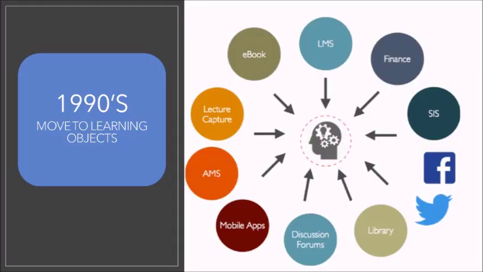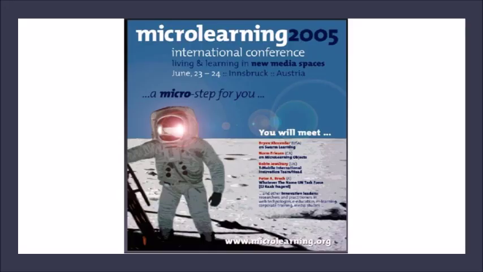Also in the 1990s, there was a move to use learning objects. Learning objects are defined as small chunks of learning content. This was in response to the complaints that whole course content design and development was unsuitable to some learners in our quickened paced society. The first conference focused on microlearning was held in Austria in 2005.